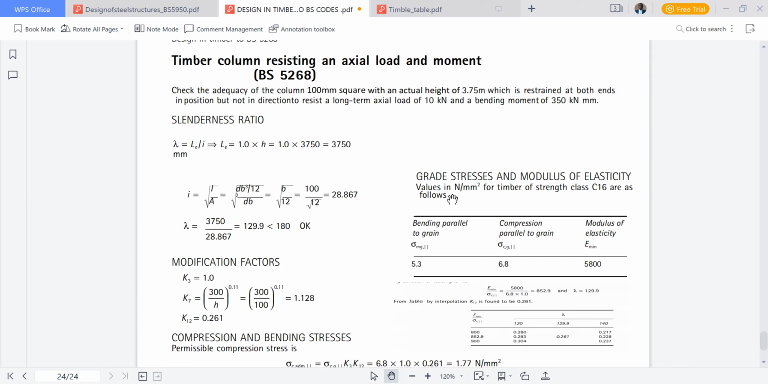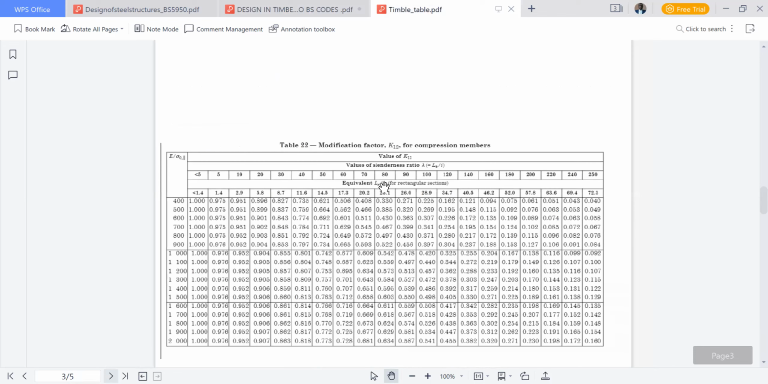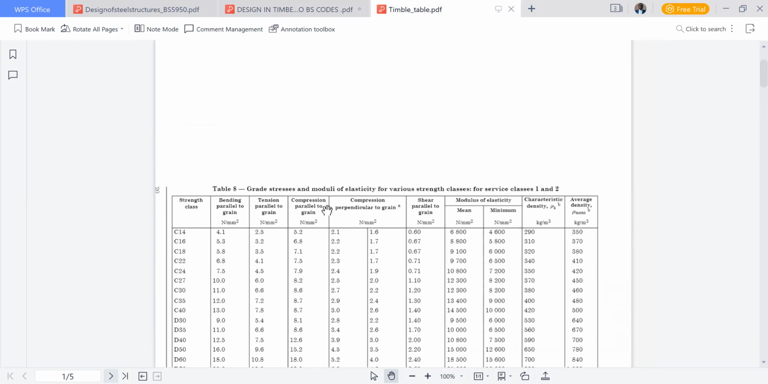We go to grade stresses and modulus of elasticity. Here, the way we read in the previous is still the same, the section is the same. You go to our table and obtain the value. Here we will incorporate bending parallel to the grain because we have a bending moment being subjected to the column. The section is still C16. Now we are only adding the bending moment parallel to the grain, which has a value of 5.3 Newton per millimeter squared.